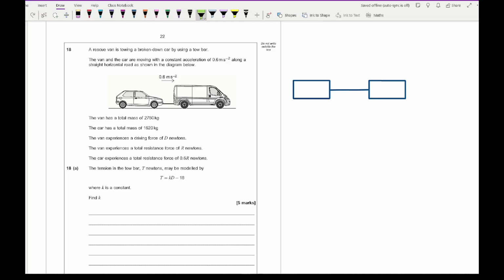So we've got the mass of the van, which we can have as our force that acts down, and that is 2,780 multiplied by G for gravity as our force. The car, we're told, has a total mass of 1,620 kilograms, so its force is 1,620 G for gravity. Now what we also have is that these are forces that are Newton forces.